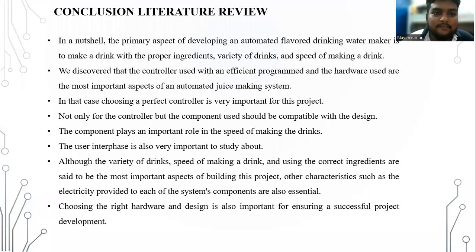As a conclusion, we can say the primary aspect of developing an automated flavored drinking water machine is to make drinks with the proper ingredients, variety of drinks, and speed of making a drink. We can also discover that the controller used with an efficient program and the hardware are the most important aspects of an automated juice system. Other than that, the user interface is also very important, and the water monitoring system is also important. Choosing the right hardware and design is also important for ensuring the project goes according to our flowchart.